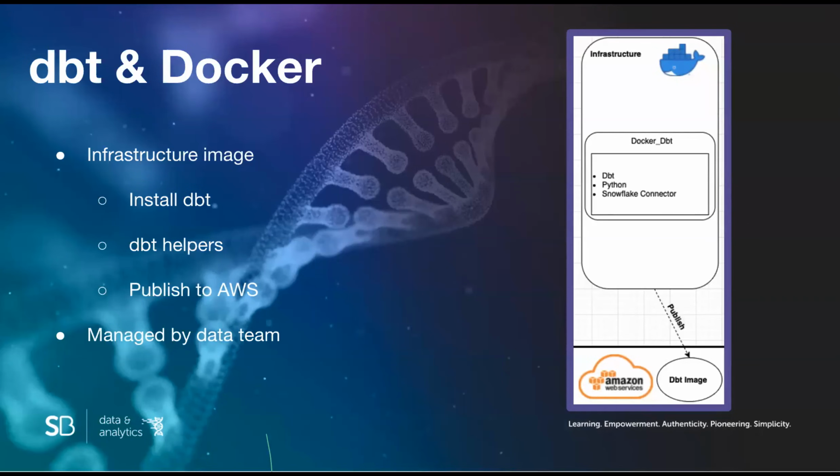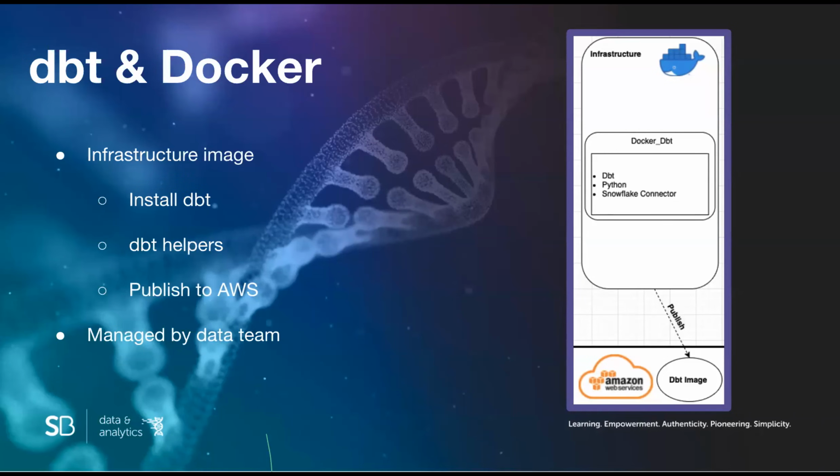So we started by creating a Docker image which contains the dbt infrastructure. In this image, we install dbt and all other dependencies, such as dbt helpers, Python, and in our case, a Snowflake connector. So once we have the image packaged, we are ready to publish that to AWS and it can then be accessed by our users.